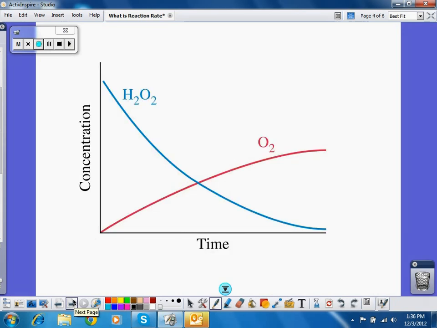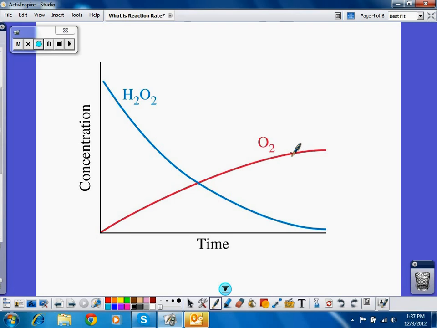If I were to graph these things, graph the disappearance of H2O2 and the appearance of oxygen over time, I would get these 2 curves. You'll notice we can tell immediately by looking at this curve that hydrogen peroxide is a reactant because its concentration goes down over time. Likewise, I can tell that oxygen is a product because its concentration goes up over time.